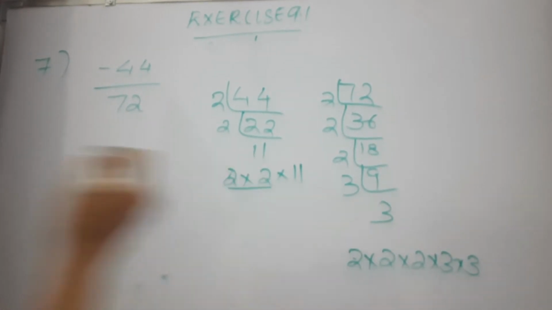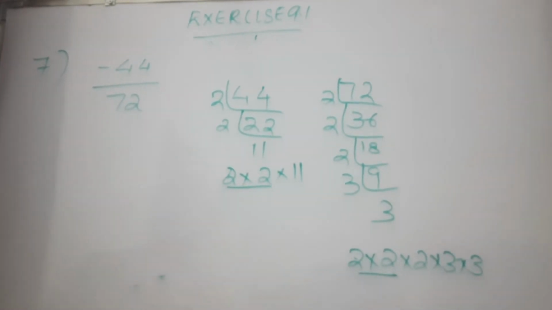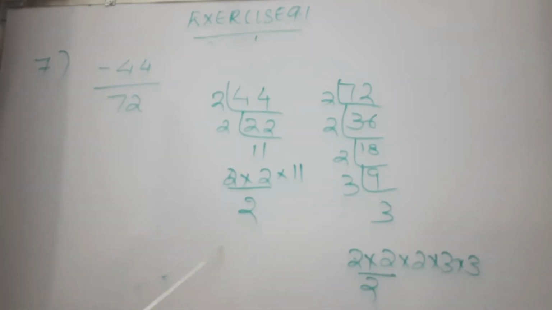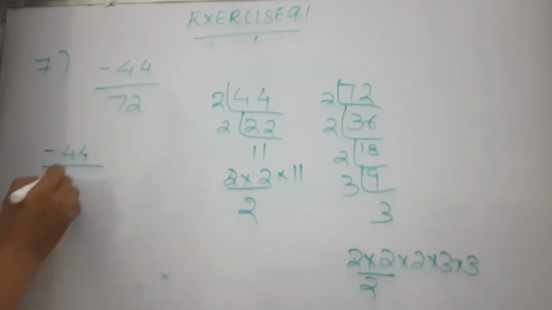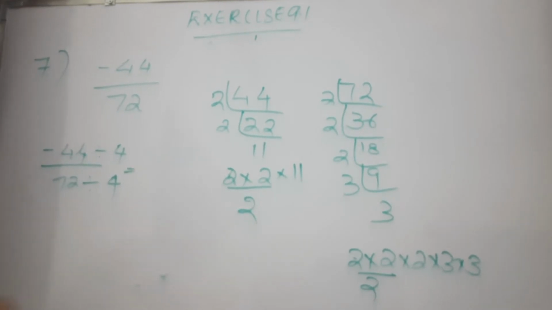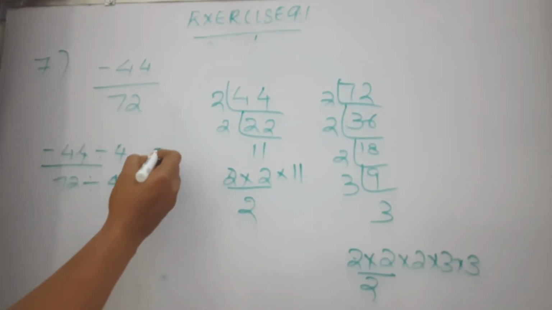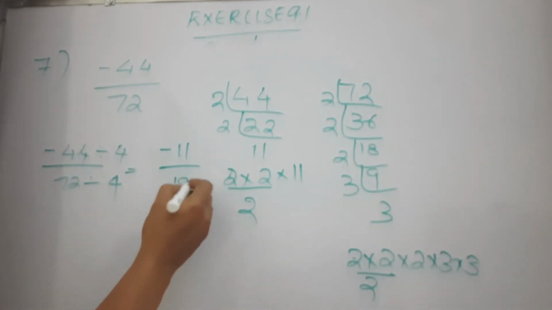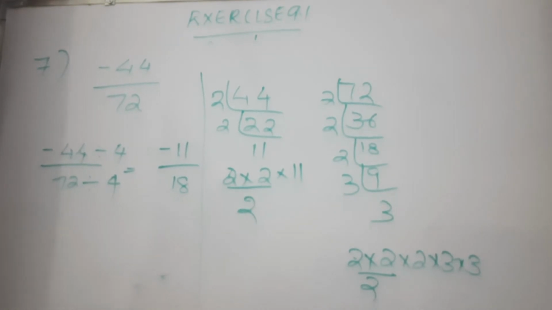Now we have 2 into 2 here and we have 2 into 2 here also. So take one 2 from this and one 2 from this. 2 into 2 is 4. So 4 is the HCF here. So let's divide both these numbers by the HCF, that is 4. When you divide negative 44 by 4, you get negative 11, and 72 by 4, you get 18. So here it is negative 11 by 18, which is the simplest form of negative 44 by 72.